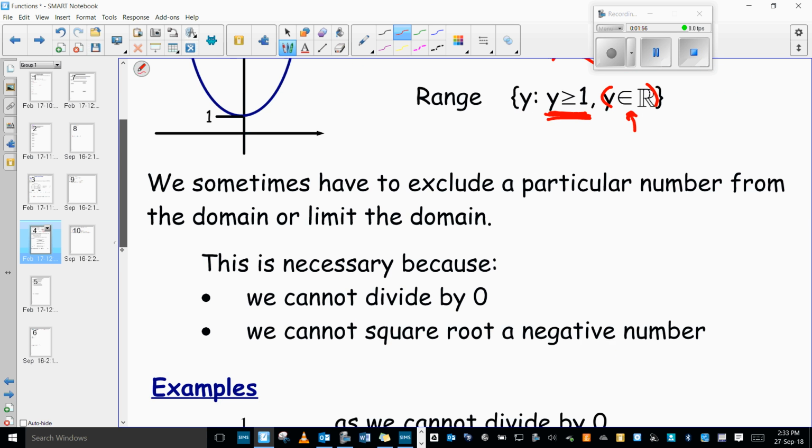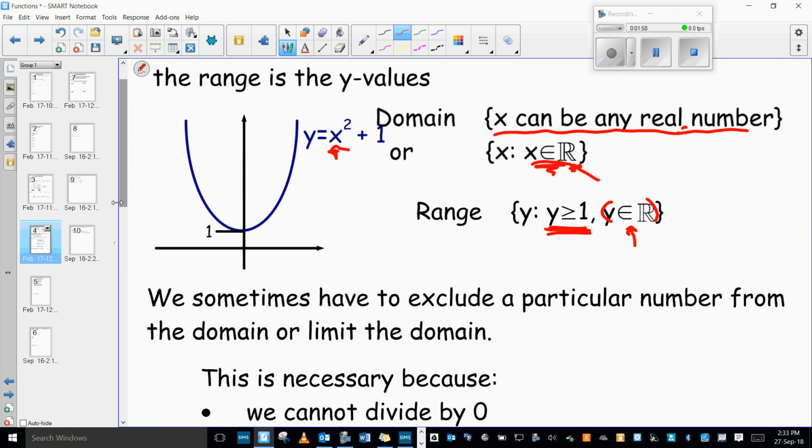Wait, is that sign the one that looks like an E? Is that like a greater than or equal to? No, this one is an E. Oh, this is a greater than or equal to. Okay. So what's that, the y R? So this is additional information. This is just saying that it's a real number as well. So you don't need to write that bit.